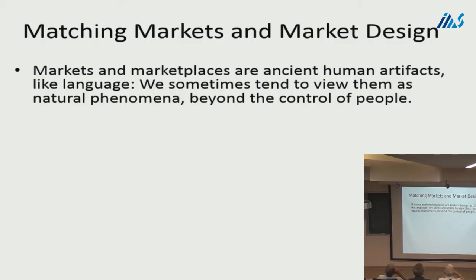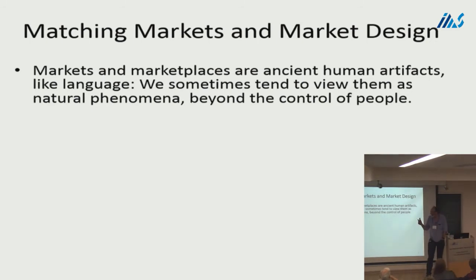When archaeologists go around the world looking at stone axes and arrowheads, they find them thousands of miles from where they were quarried and built. So markets are older than agriculture. Markets are one of the things that people do, and they're human artifacts.